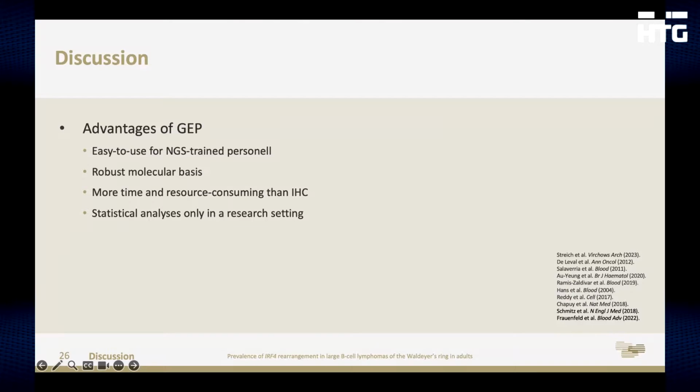The gene expression profiling workflow by HTG Molecular is an easy-to-use method for NGS-trained personnel. Using almost 100 transcripts, the COO classification gets a robust molecular basis. The routine workflow using the EdgeSeq parser is a fast and simple way to get the COO classification. However, the complete workflow is more time and resource consuming than the established immunohistochemistry. And the statistical analysis using the raw expression values is a valid method for research application, but due to the high bioinformatical workload, not for routine applications.